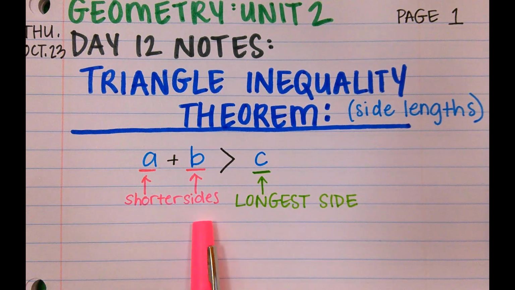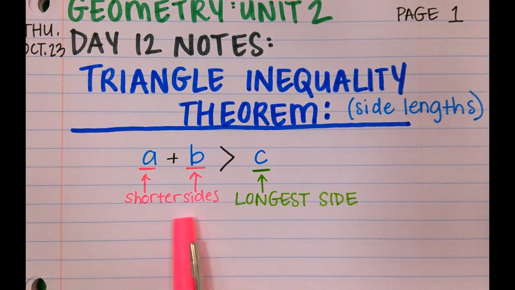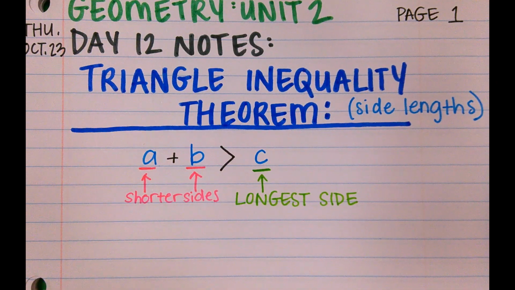So we use this theorem to help us decide if I was given 3 different lengths, like 3 segments, and I say, can I rearrange these segments in a way to make a triangle? Yes or no? We can use this little theorem here, this formula, to see if it can. I'm going to show you how we do that.